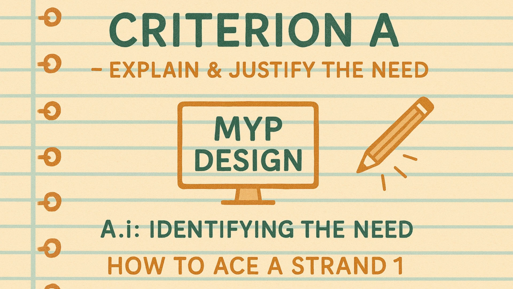2, it uses real, relevant evidence. The student has taken time to talk to users, observe behavior, or even gather data. There's evidence to show that a student has done that. 3, it clearly connects the evidence to the problem. You show that your research supports your explanation. The reader sees the logic. A strong Criterion A, Strand 1, is clear, thoughtful, and fully justified.